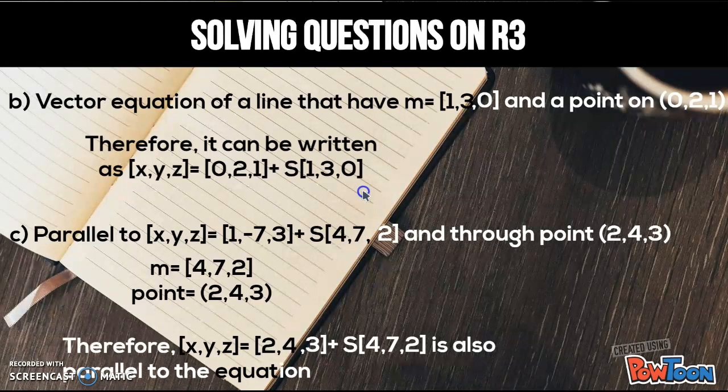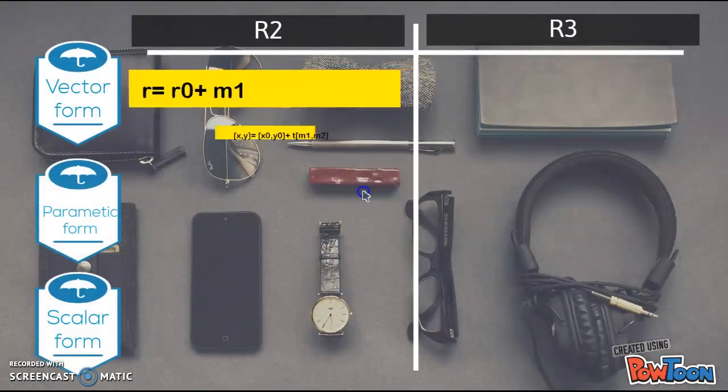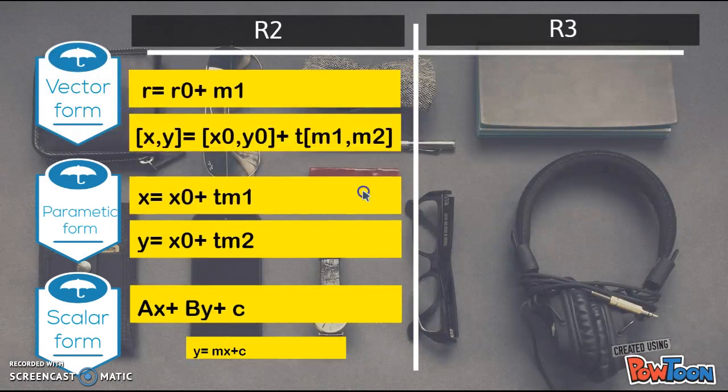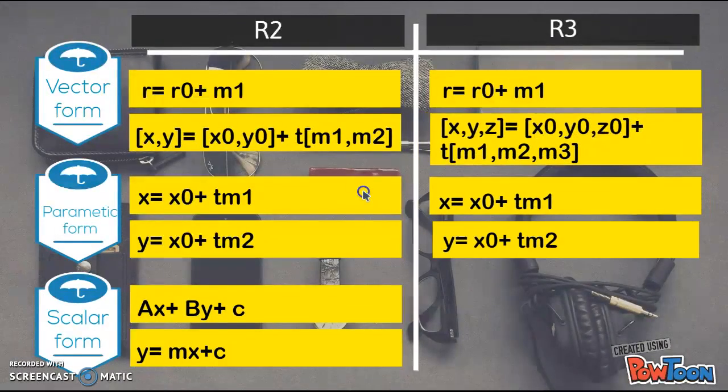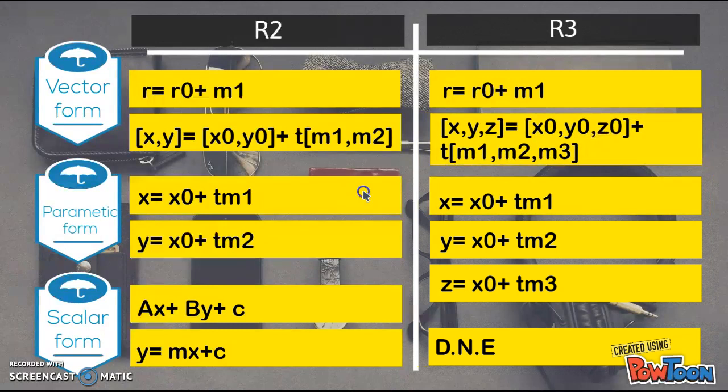In question C, given the vector equation of a line parallel, x, y, z equals 1, negative 7, 3 with direction vector 4, 7, 2 and through the point 2, 4, 3. Therefore, the vector equation of the line will be point 2, 4, 3 with the same direction vector 4, 7, and 2. Now, this is a summary of vector equations of a line in R2 and R3.